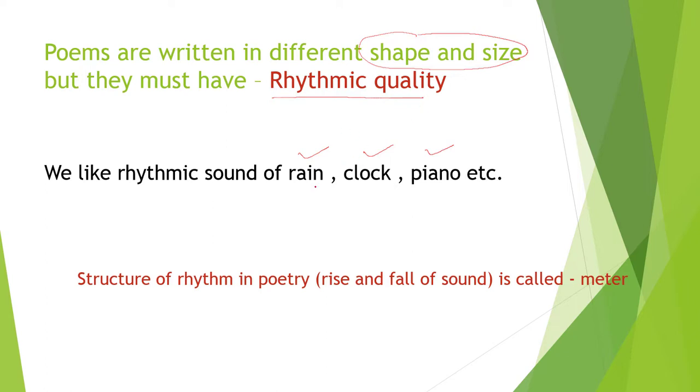In these sounds, we hear the rain drops like tip, tip, the clock like tick, tick, and we like the rise and fall of the music in piano. In the same way, there is a rise and fall of sound in poetry. This is called the rhythmic quality of the poetry and this is called the meter of the poetry. Meter of the poetry is nothing but the rise and fall of the sound, and this meter gives a musical quality to the poem and we like this musical quality in a poem.